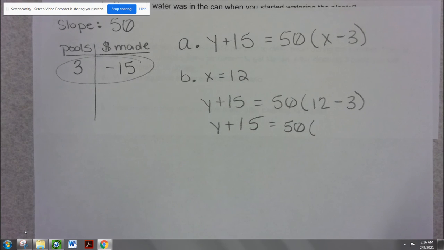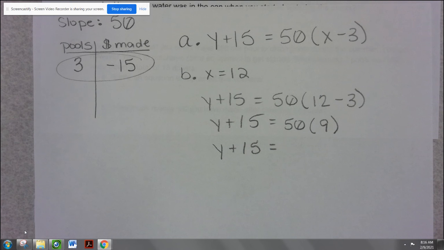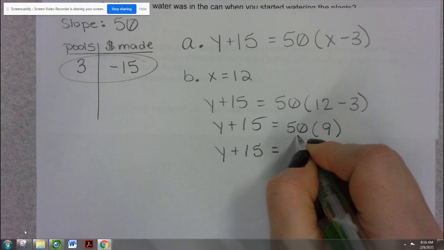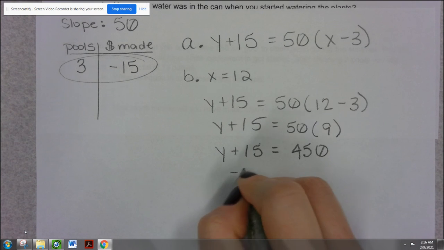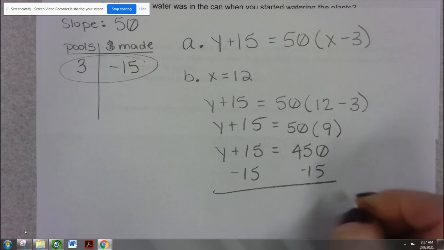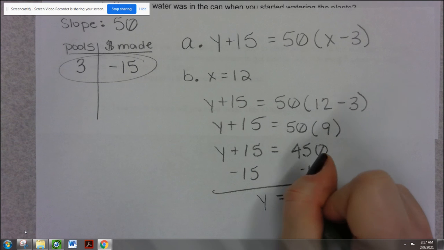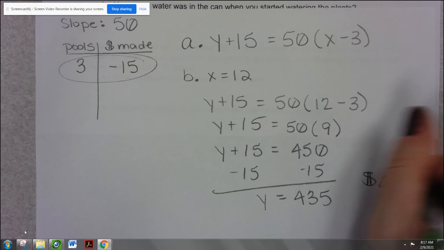Well, 12 minus 3 would be 9. So I'm going to do 50 times 9, which is really similar to 5 times 9, which is 45. So 50 times 9 is 450. And then the last thing I have to do is subtract 15. So subtracting 15 from that gives me 435. So I would write my answer as $435.